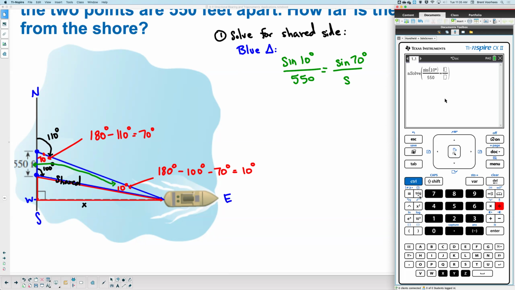Control divide, sine of 70 degrees. Why am I using a letter S again? That's for the shared value. That's the shared side. That's what S stands for all day. I'm doing that so we don't mix up and think that's our answer. All right, press enter. What are you getting?